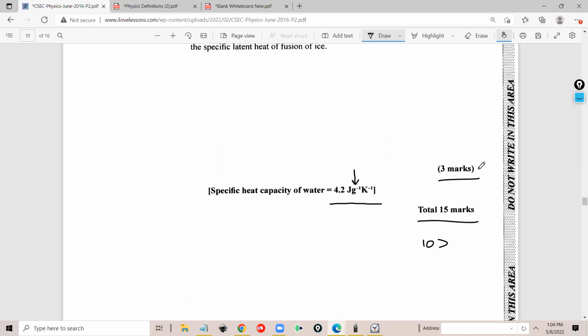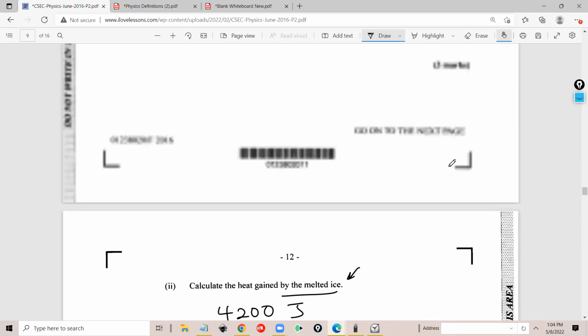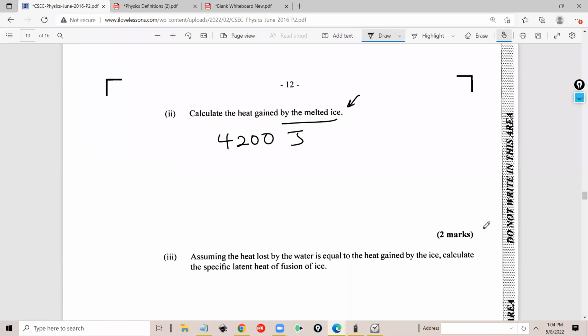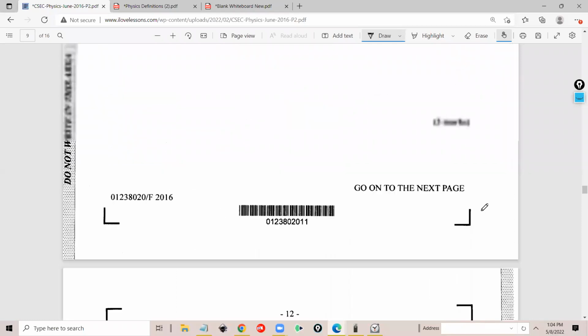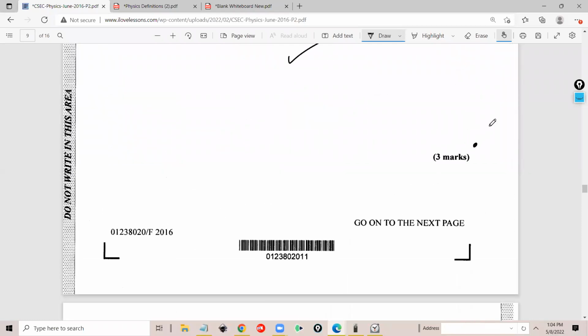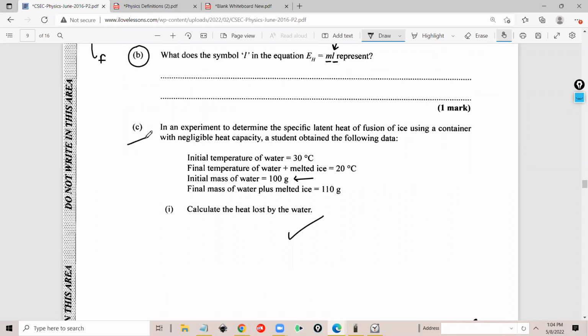How many of you, to be honest, got more than 10? Look at it. This part was worth 3 marks. This part was worth 2. And this part was worth 3. So if you got this whole part C wrong, you're going to get less than 10.